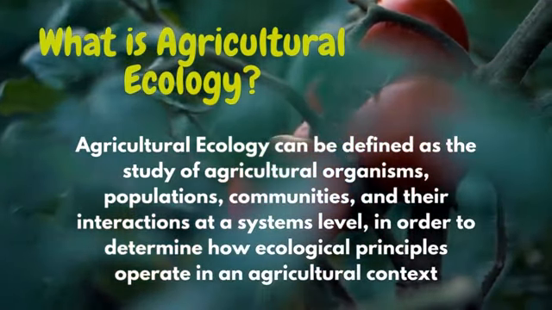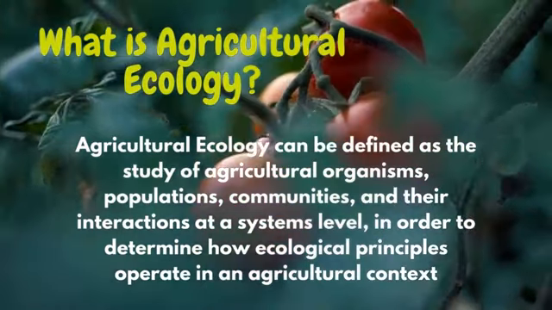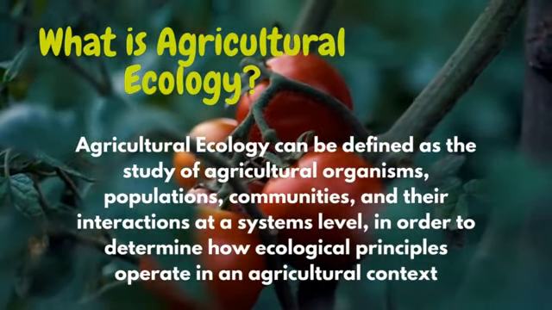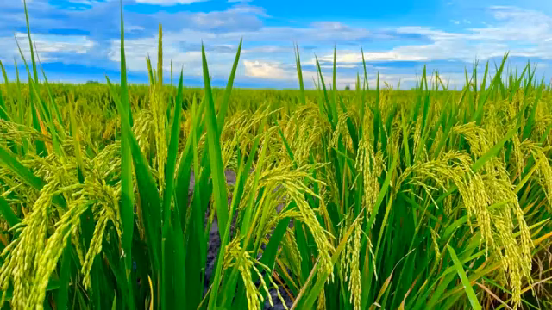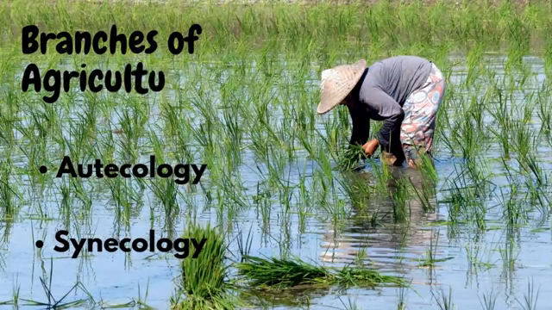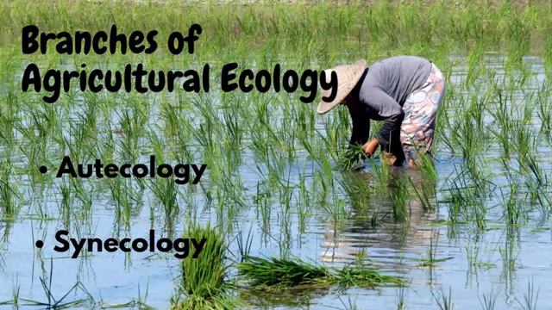Now, agricultural ecology can be defined as the study of agricultural organisms, populations, communities, and their interactions at the system level in order to determine how ecological principles affect production. Agricultural ecology has so much role to play in the growth and even productivity of a farm. How does the earthworm affect the growth of crops? Now, there are two branches of agricultural ecology. We have autecology and synecology.